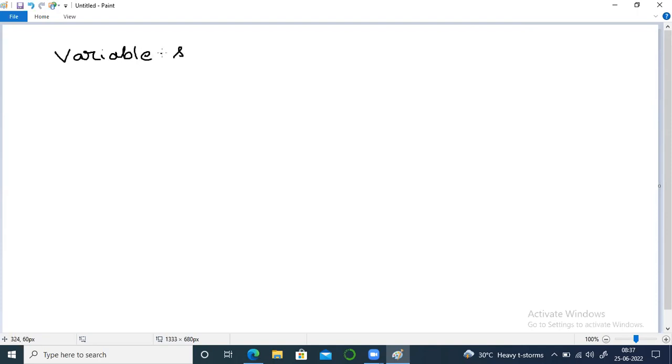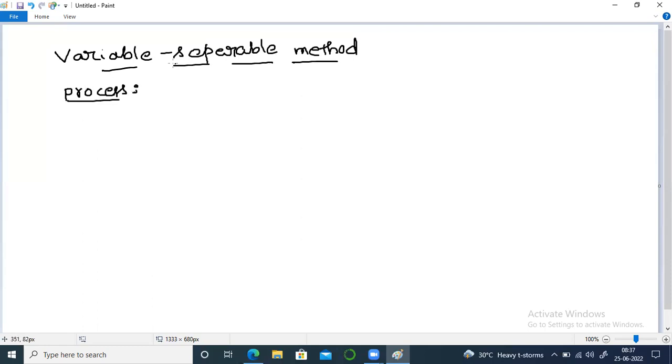Variable separable method. The name itself is telling us something: we are separating the variables. In this method, we do a few steps. Firstly, the name itself suggests that we have to separate the variables.